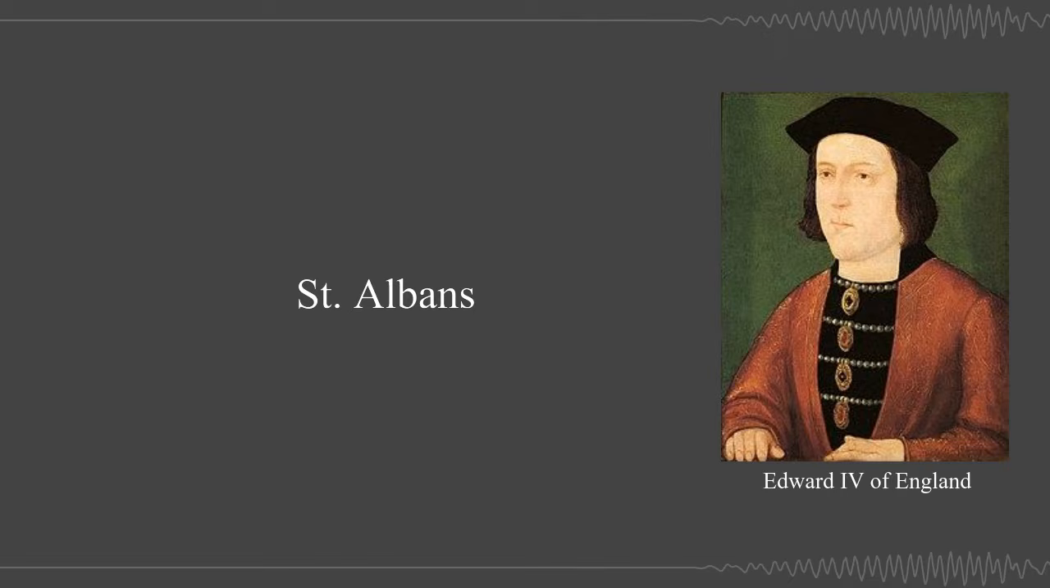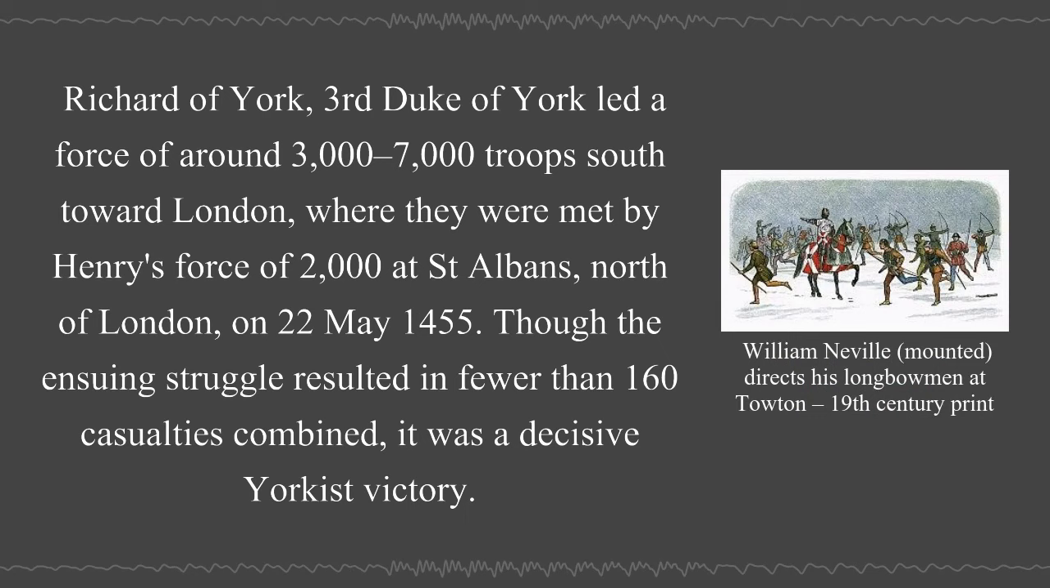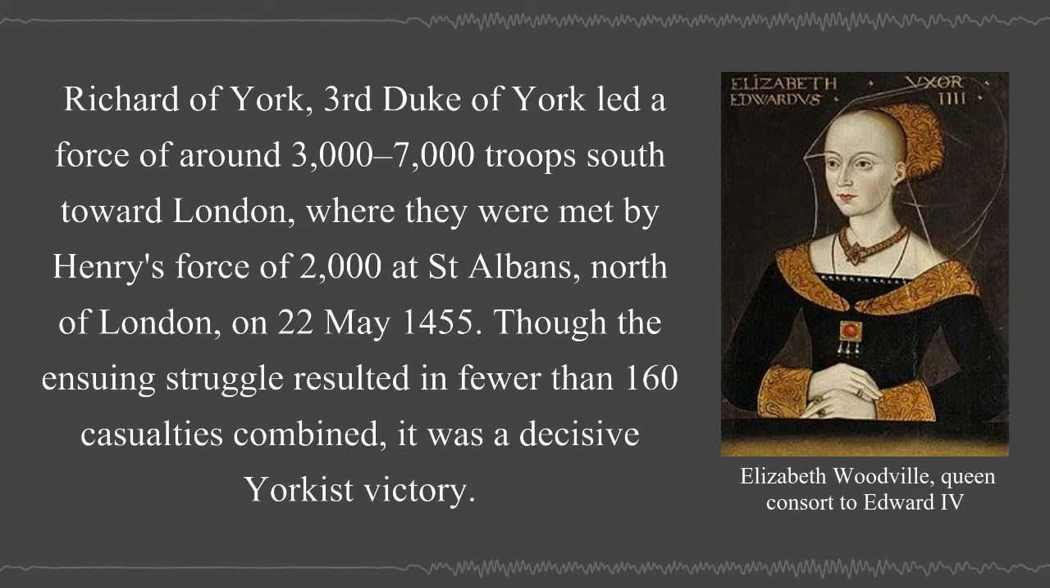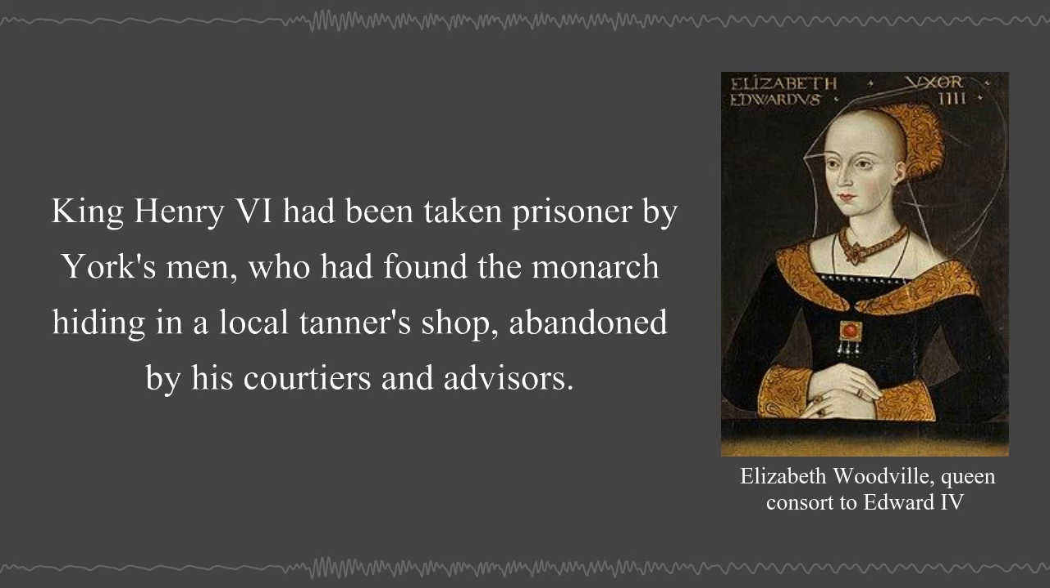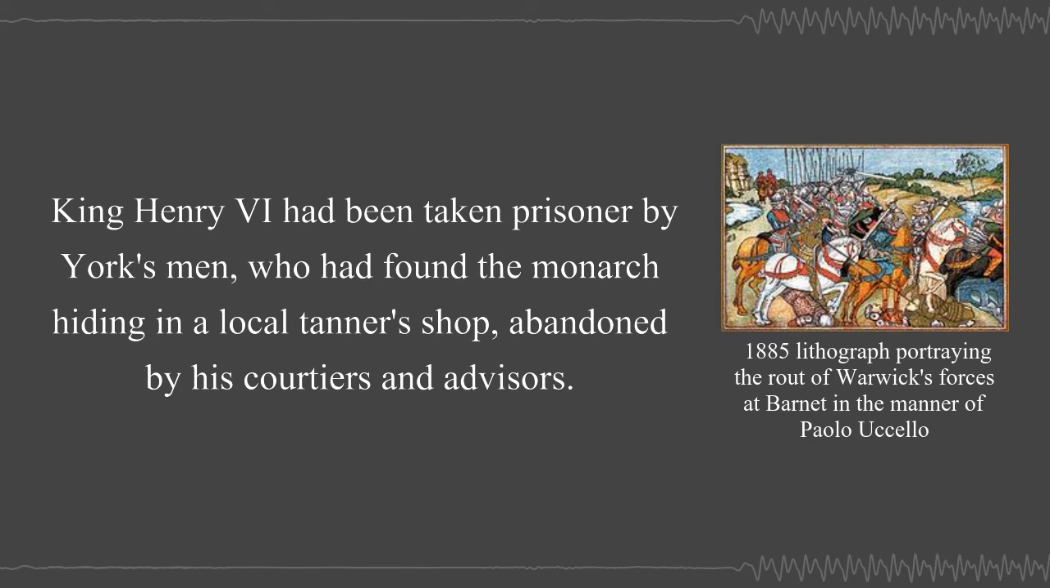Richard of York, 3rd Duke of York, led a force of around 3,000-7,000 troops south toward London, where they were met by Henry's force of 2,000 at St Albans, north of London, on 22 May 1455. Though the ensuing struggle resulted in fewer than 160 casualties combined, it was a decisive Yorkist victory. King Henry VI had been taken prisoner by York's men, who had found the monarch hiding in a local tanner's shop, abandoned by his courtiers and advisors.